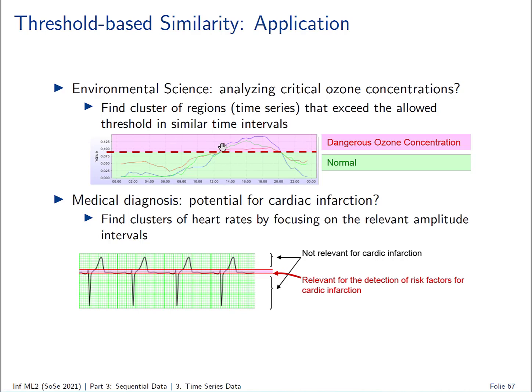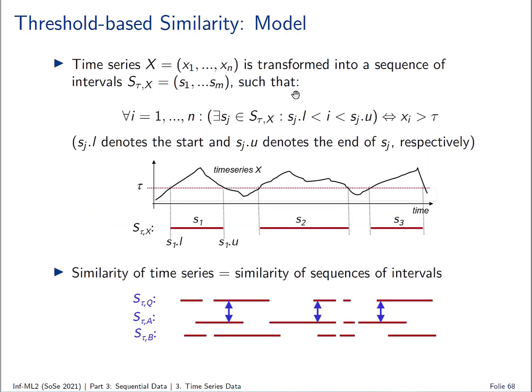And the same holds true, for example, for this environmental science application. Ozone concentration is dangerous above a given threshold of the amplitude spectrum, and below we don't care actually. So we are interested in when the ozone concentration is above a given threshold, in which time intervals. So the model is very simple.